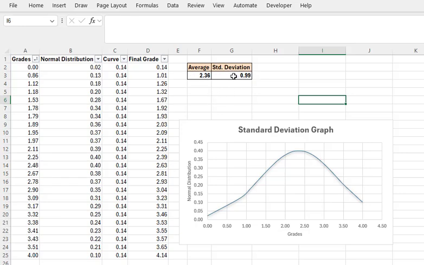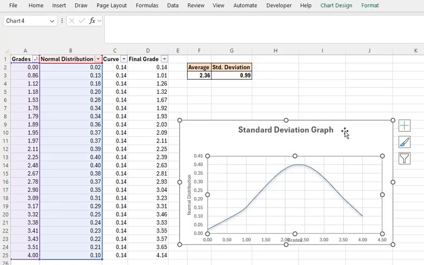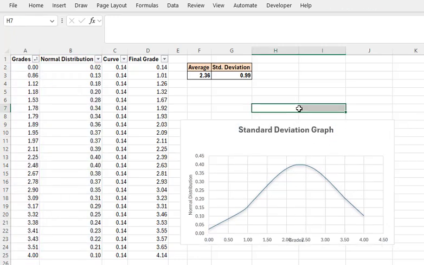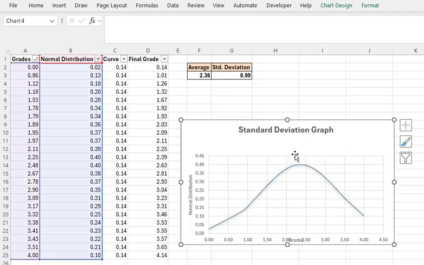What the standard deviation means is from the average, which is right here. It's easier to see it with a graph like this. The average is 2.36, which is about right here. And so when you click on the standard deviation right here, 2.36 is the average. And then the 0.99 is how far away from it it is. So basically above and below it. So right here is 50% of your grades are going to be right in there.